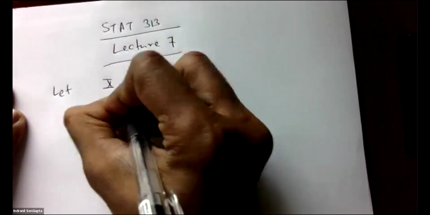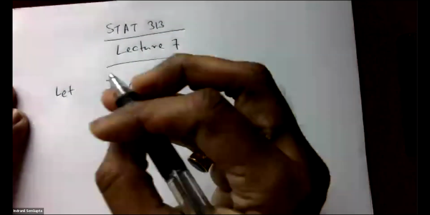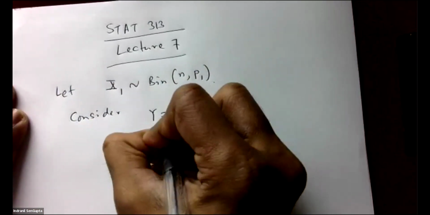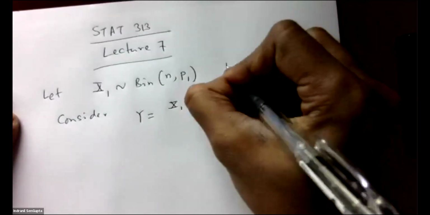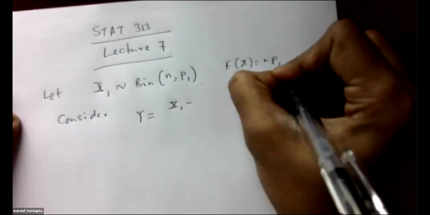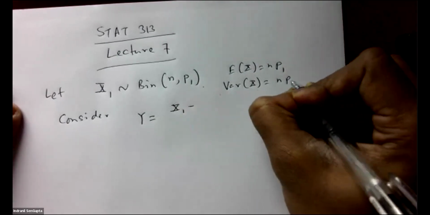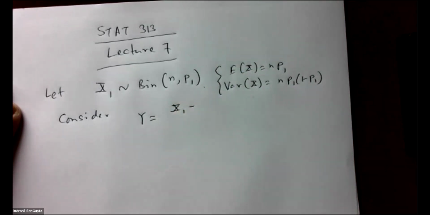So what we'll write is the following. Let x1 follow a binomial distribution with parameters n and p1. Consider our random variable y, which is given by x1 minus n times p1. Its expected value is n times p1 for the binomial, and its variance is n p1 times 1 minus p1.